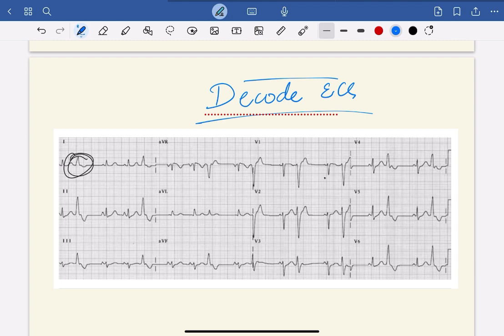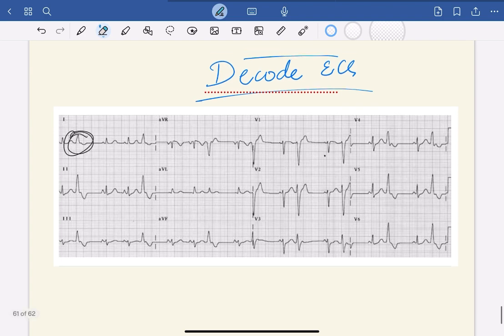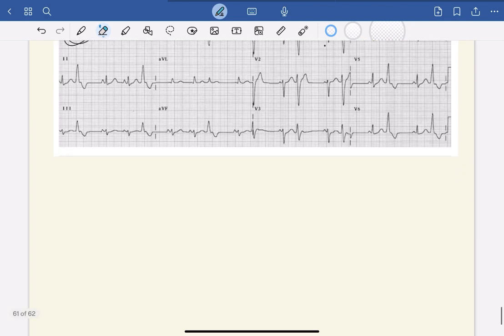So here we have an ECG which shows bizarre wide complexes which are not preceded by P waves. P waves are not there. So these are called ventricular premature complexes. So how to know it is ventricular premature complexes?